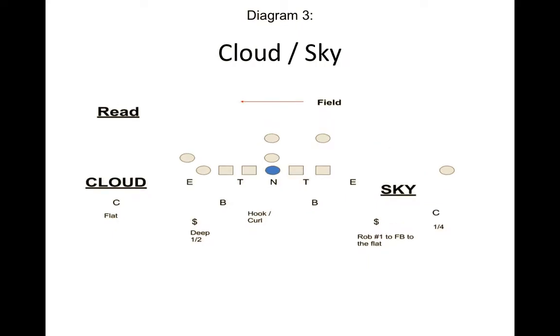Again, versus wing T, the corner and safety to the tight end wing side will read them for the run-pass key. And then the single receiver side, we're going to get that safety down in the box to try to help us on the run game, or fullback to the flat, any kind of boot route.